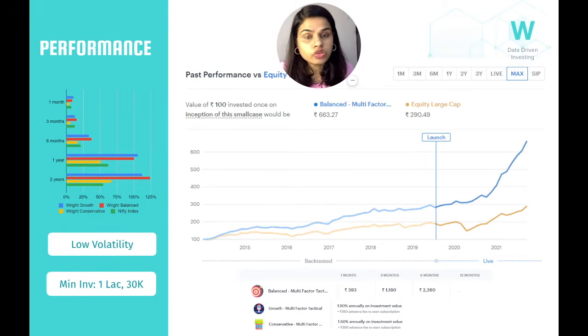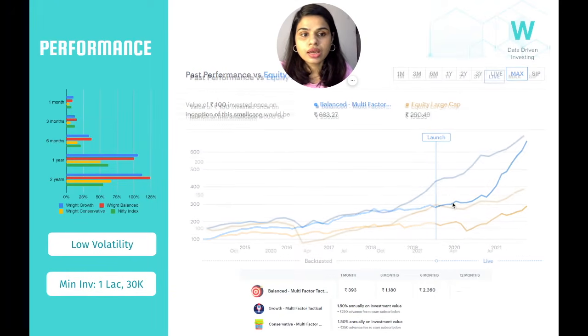For the balanced portfolio, we also have a version where you can invest up to 30,000 rupees. The fee for all of the three portfolios are listed over here. The balanced portfolio comes at a fixed fee where you can pay 350 rupees plus GST for a 1 month subscription, and so on. And the growth and the conservative portfolio, they come at a percentage of AUM fee, which is charged on a monthly basis. So 1.5% is the annual charge, and 1.5 by 12 will be your monthly fee for these portfolios.